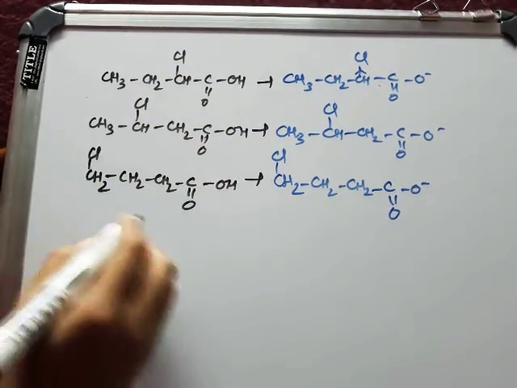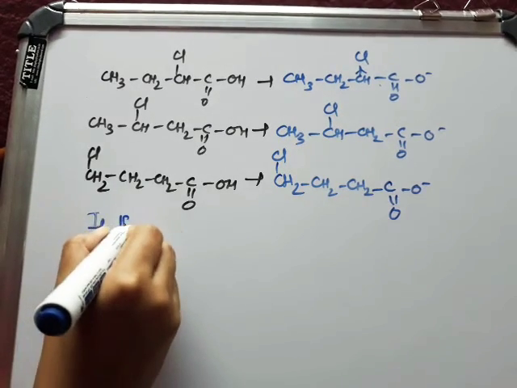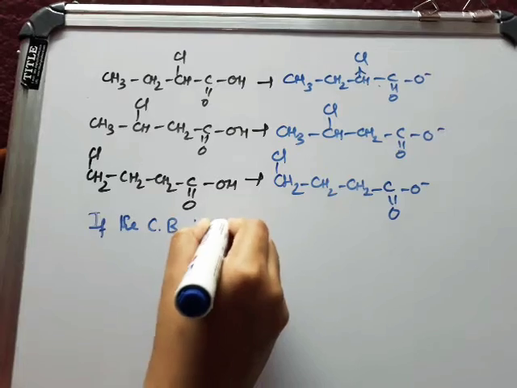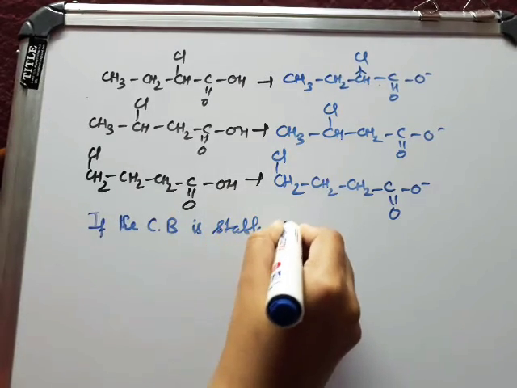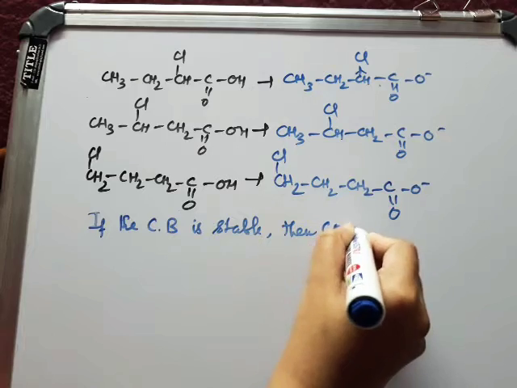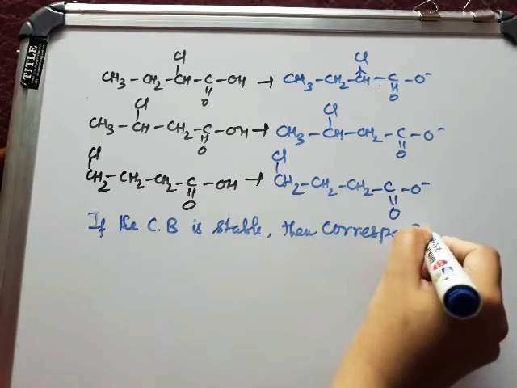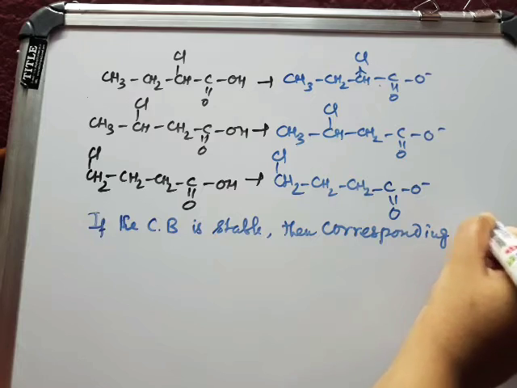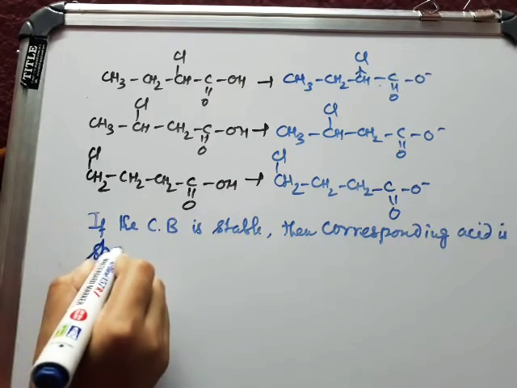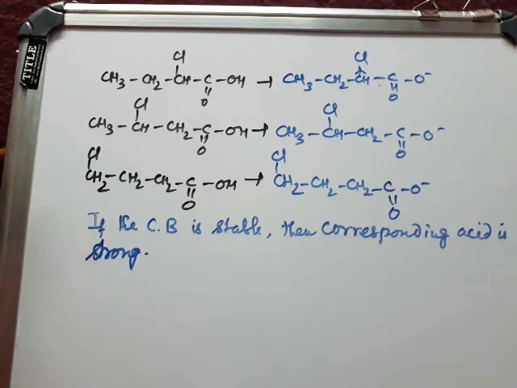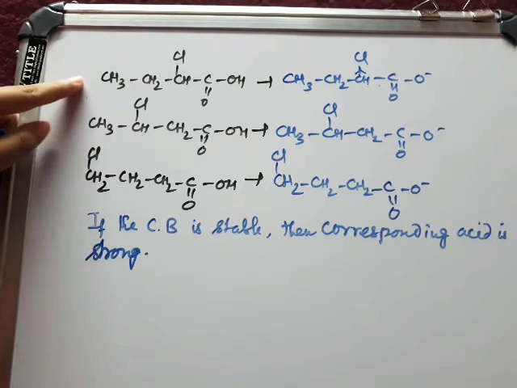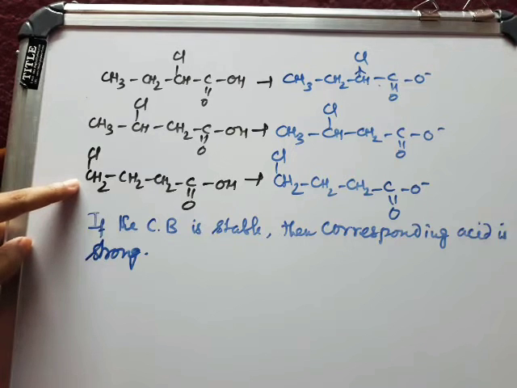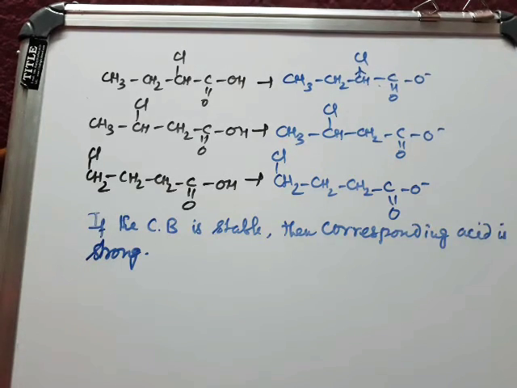So here is a rule: if the conjugate base is stable, then the corresponding acid is strong. So which one will be most strong? This one. Okay. So 2-chlorobutanoic acid is most strong among these 3 chloro derivatives of butanoic acids.